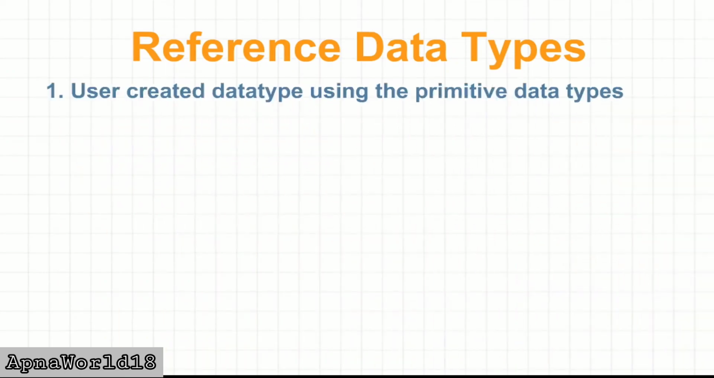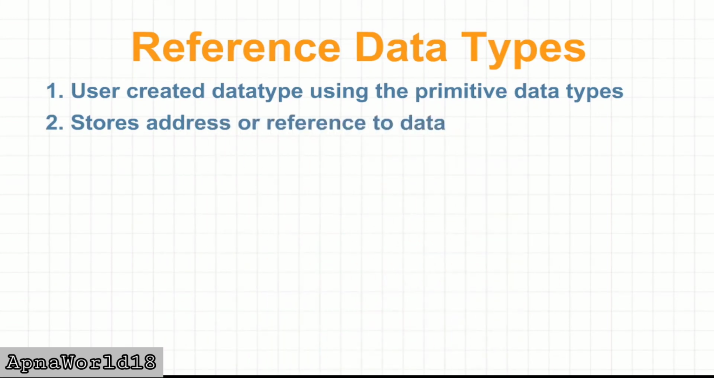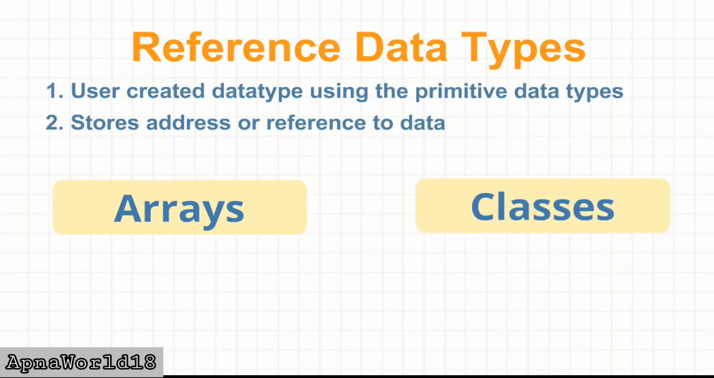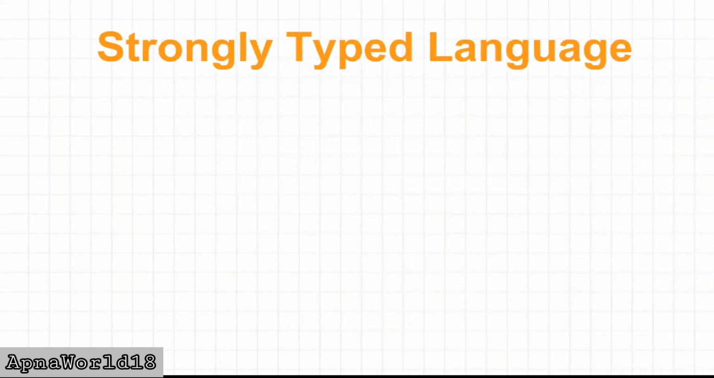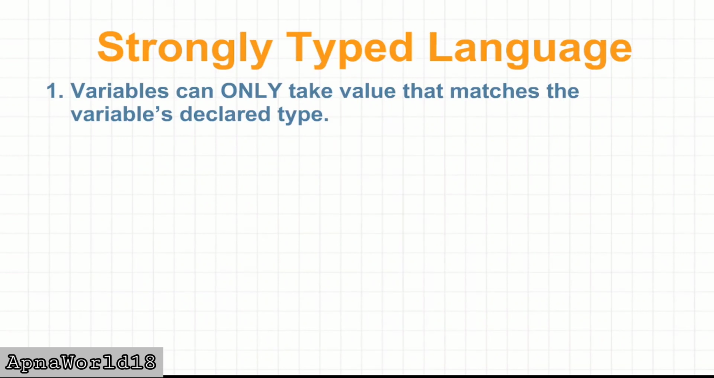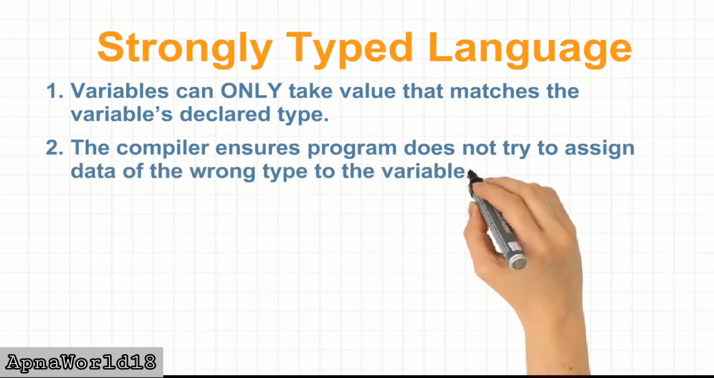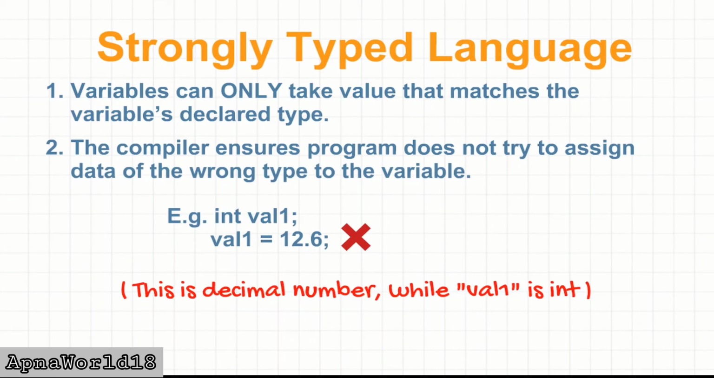Now that we have covered primitive data types, let's take a look at reference data types. Reference data types are user-created data types using the primitive data types. Reference data types store the address or reference to data. Examples are arrays, classes, etc., which we will learn a bit later. Java is often called a strongly typed language. That is because variables can only take values that match the variable data type. The compiler ensures that the program does not try to assign data of the wrong type to the variable.